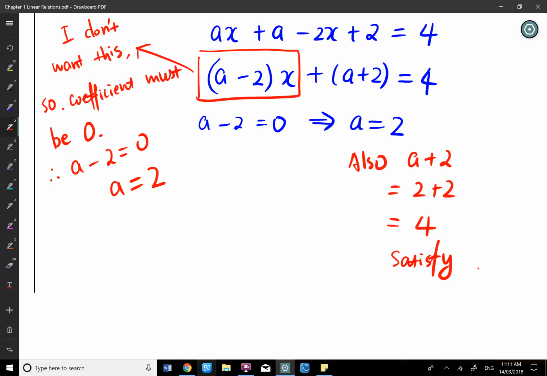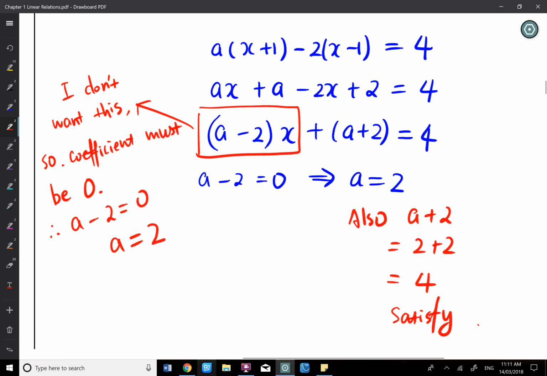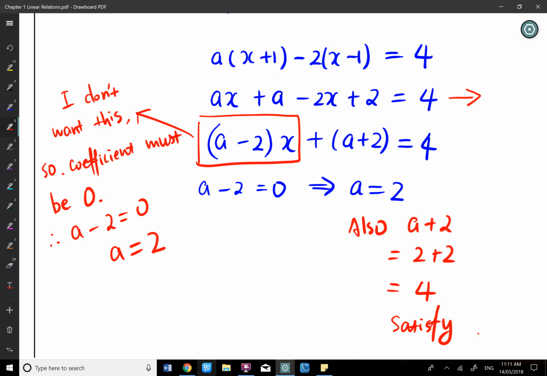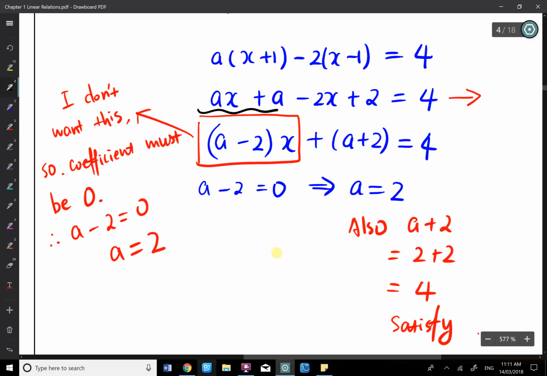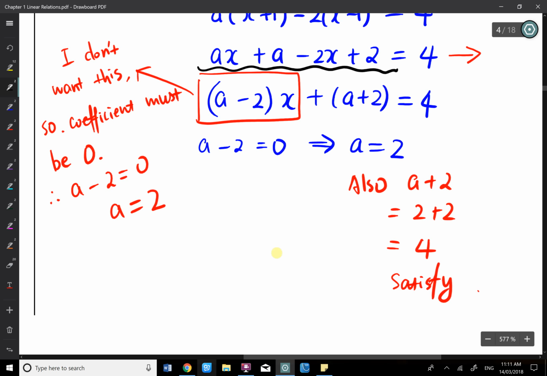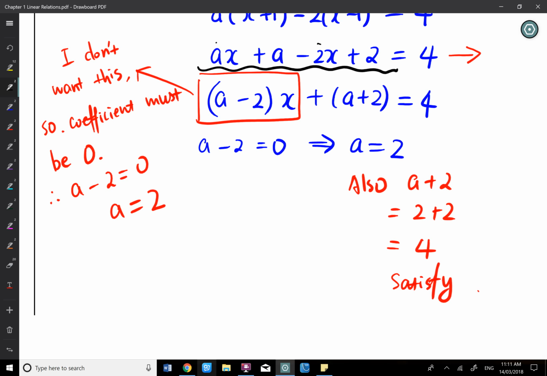Oh, okay. So in this part, I have an x term and I have a constant term. A is a number, right? I want to see how many x we have and what constant we have, and that's why I factorize it. So the ax and minus 2x, we take the x out, and we have (a minus 2)x. That's how many x we have.